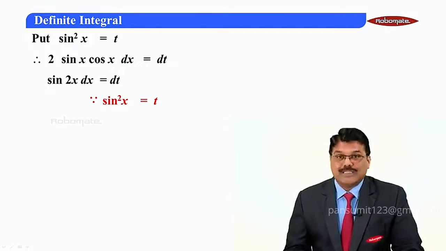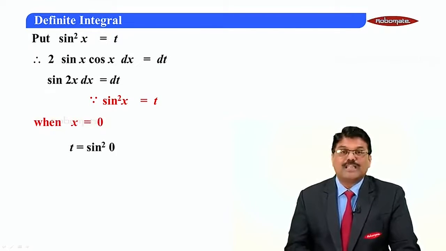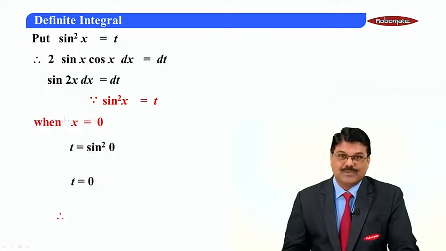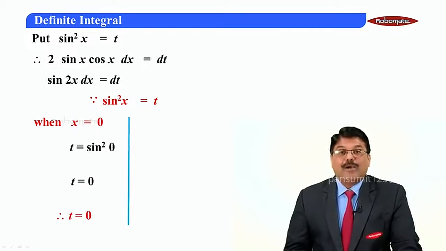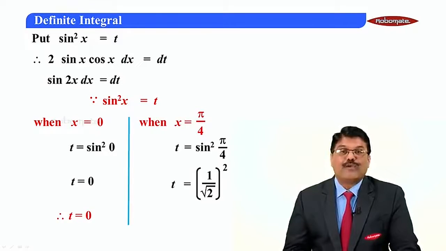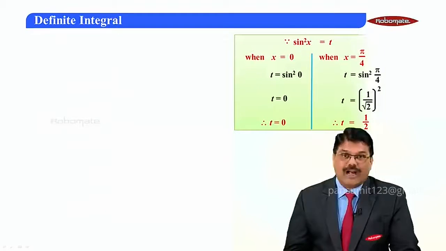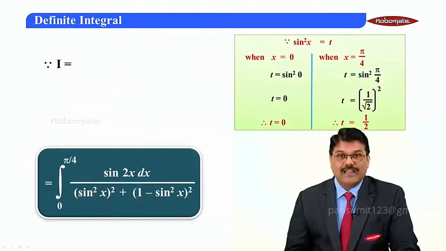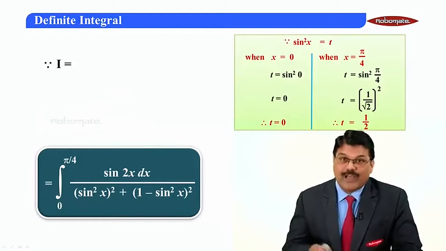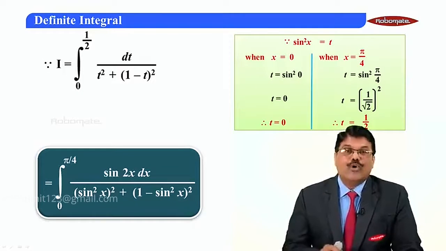Since we have substituted sin square x as t, let us change the limits. When x is equal to 0, t becomes sin square of 0, that is 0. Now, substitute the upper limit. When x is equal to pi by 4, t is equal to sin square pi by 4, that is, sin 45 value is 1 upon root 2, the whole square, so it becomes 1 by 2, right? So, now the limits are 0 and half. So, your original integral I, earlier it is 0 to pi by 4, but now it goes from 0 to half, and it becomes dt upon t square plus (1 minus t) the whole square.